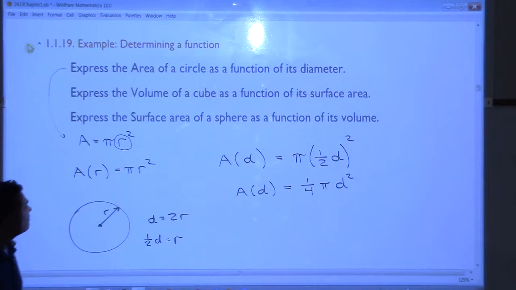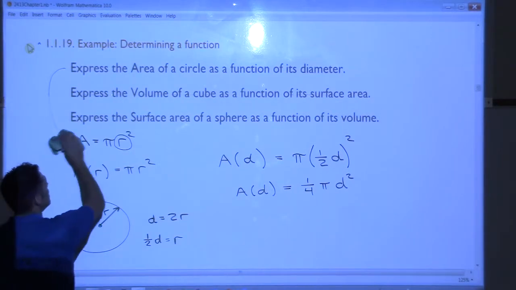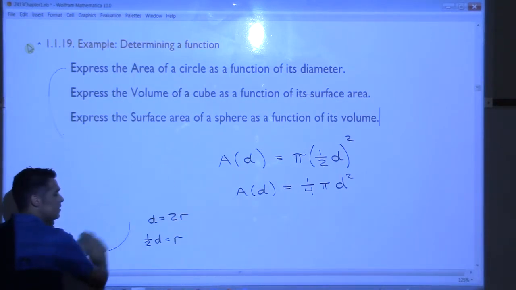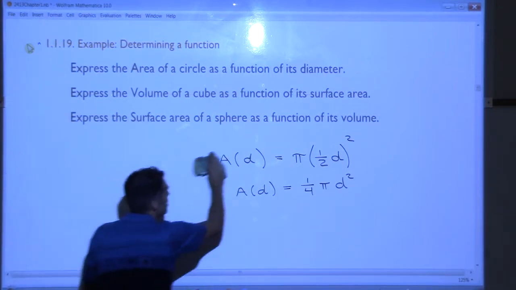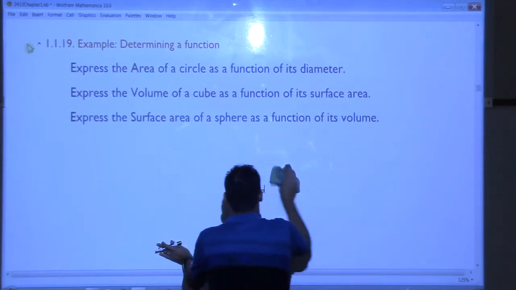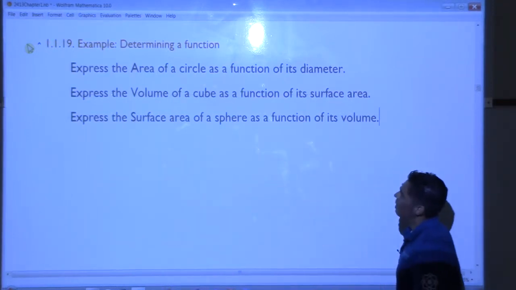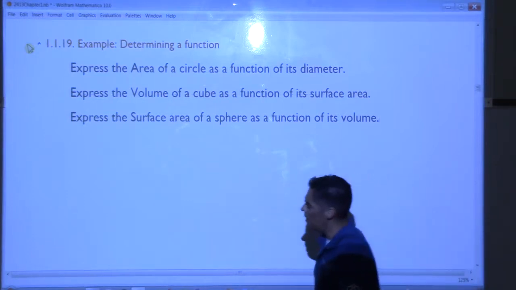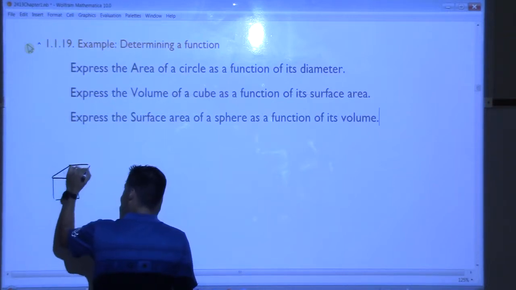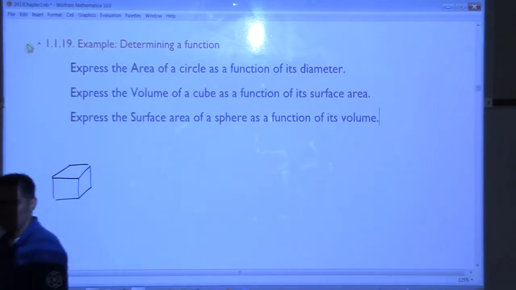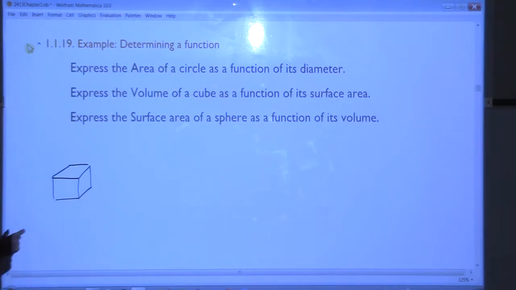All right, look at the second one. Express the volume of a cube as a function of its surface area. So this is going to be a little bit different, not as straightforward as the previous problem. So do we know anything about the volume of a cube? A cube, we have to know coming in here, is just this box where all the sides have the same length, right? That's a cube. So do we know what the volume of an arbitrary cube would be?